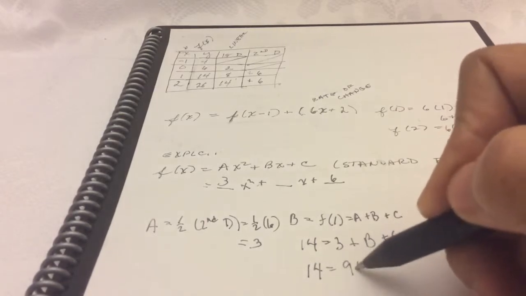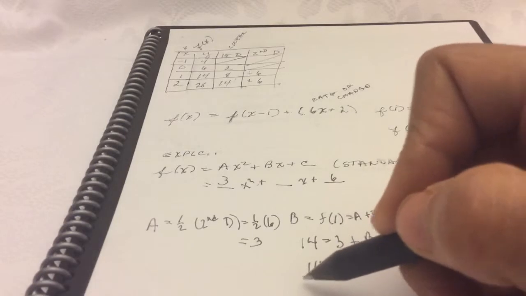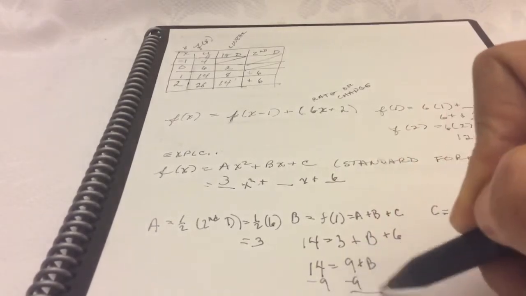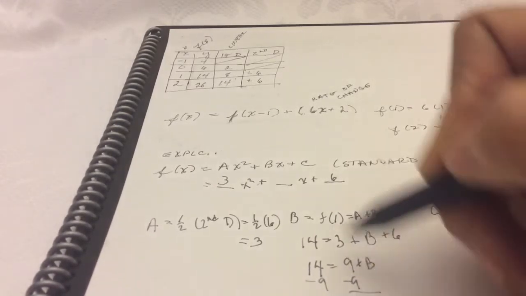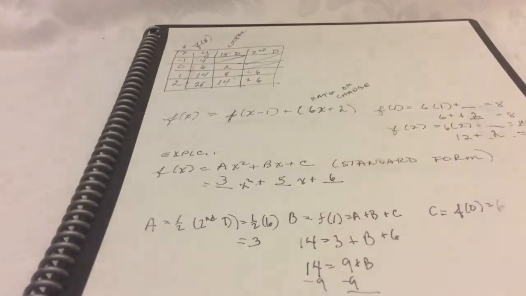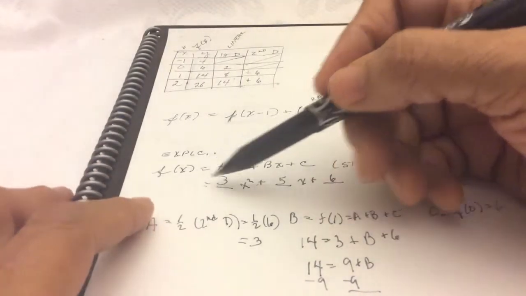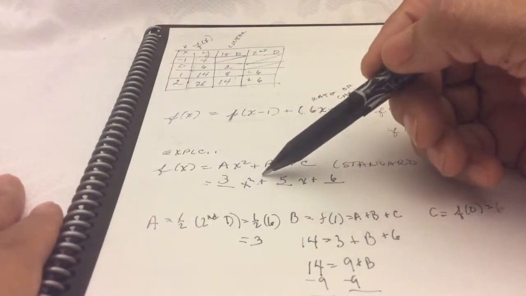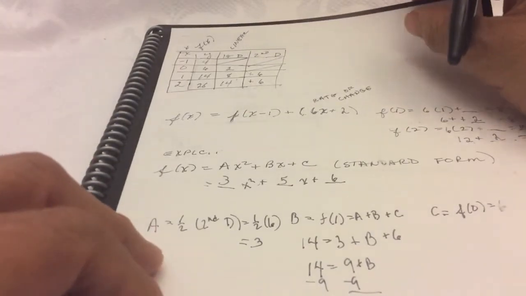Which gives us 14 equals 3 plus 6 is 9, plus b. And what do we add to 9 to get 14? It's going to be 5. We can also get that by adding a negative 9 to both sides, and we get 5 equals b. And so 5 goes there for that value. And that's our answer. F of x, this is our explicit equation, is going to be 3x squared plus 5x plus 6. And so that, as you see, is very easy.